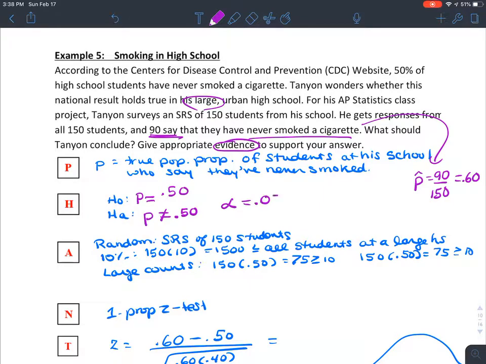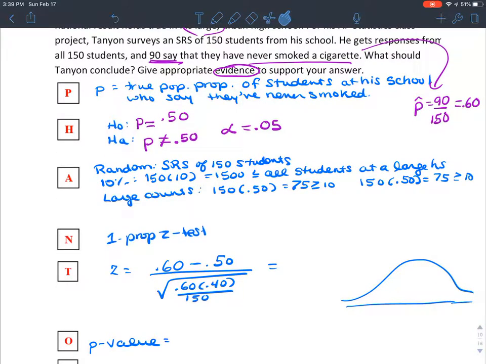We're going to pick our own significance level since it was not stated. We're going to do 0.05. You'll notice here all the conditions appear to be met just fine. Random, 10%, large counts. We're naming the test a 1 proportion z-test. I'm going to go ahead and plug this into the formula. It gives me a z-score of 2.54.